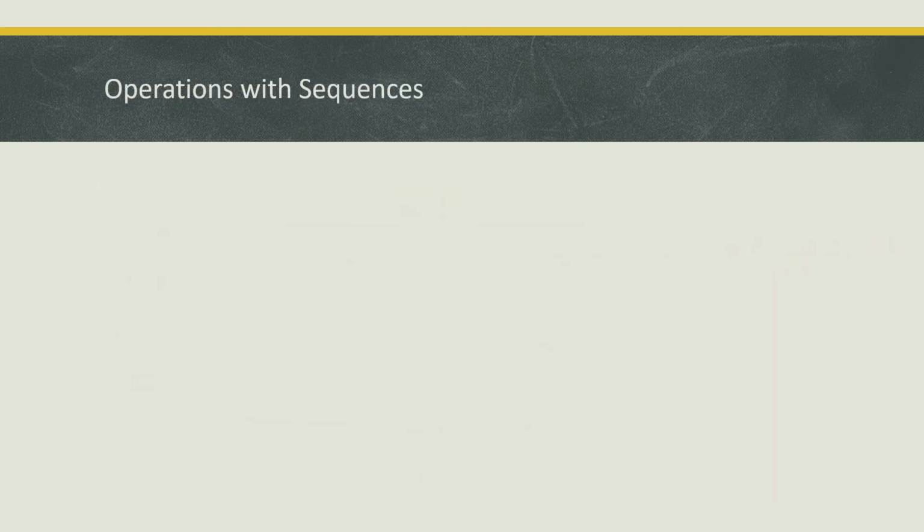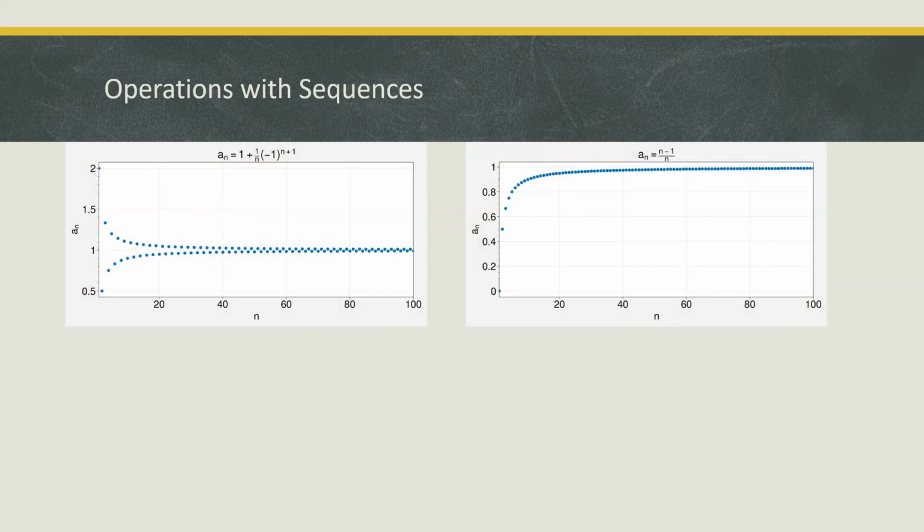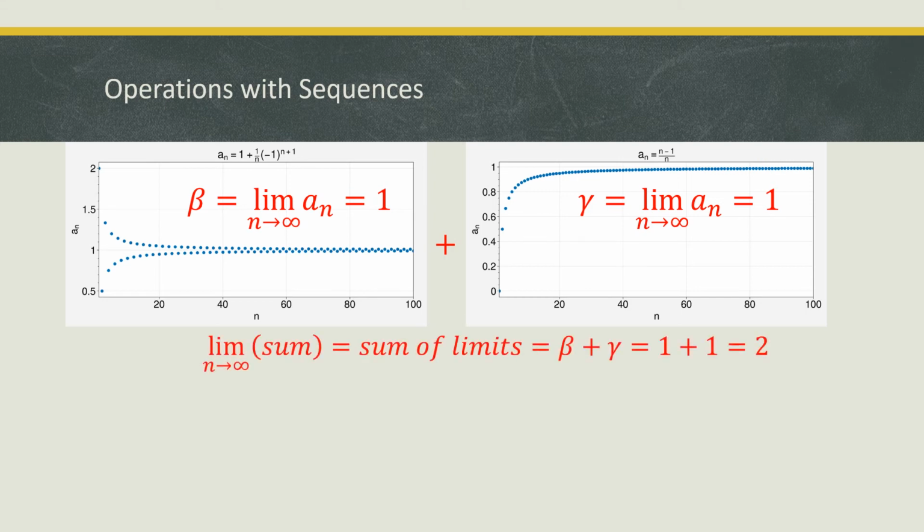Let us review these two sequences from the previous slides. For the sequence on the left, the limit beta is 1. For the sequence on the right, the limit gamma is also 1. If we add the two sequences, what do you think will be the new limit? It may be obvious to you that the new limit is simply the sum of the old limits.